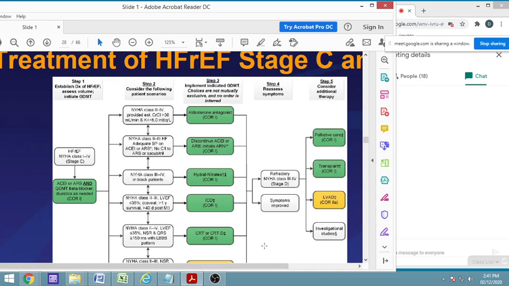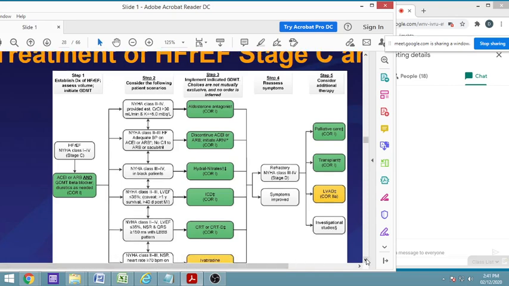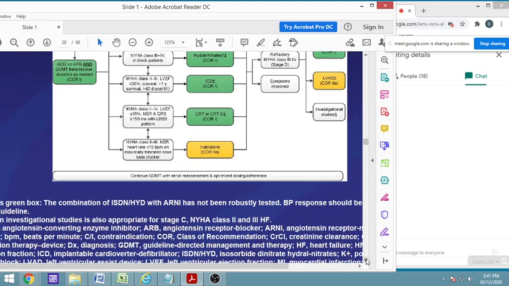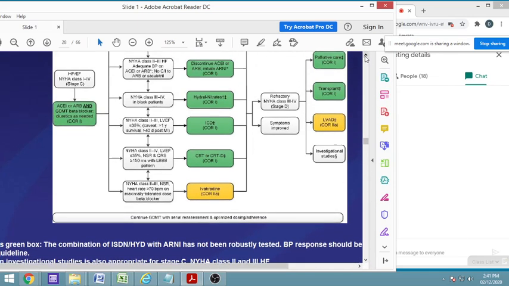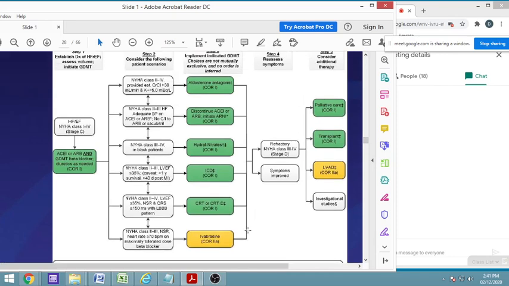Then next, if it is class 2 to class 4, so in those patients what you will be doing is, if it is class 2 to class 4 and again the left ventricular ejection fraction is less than 35, there is a change in the QRS, and the QRS is greater than 150 milliseconds, then in those cases go for CRT or CRTD.